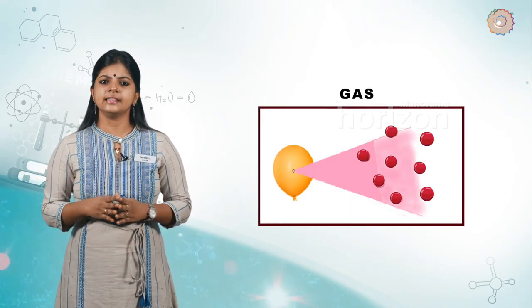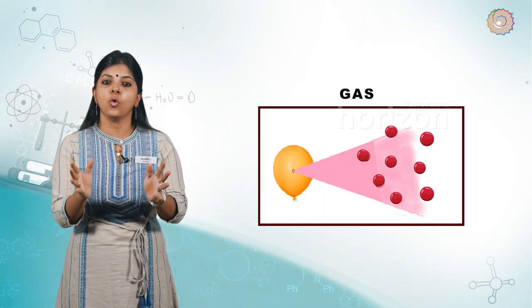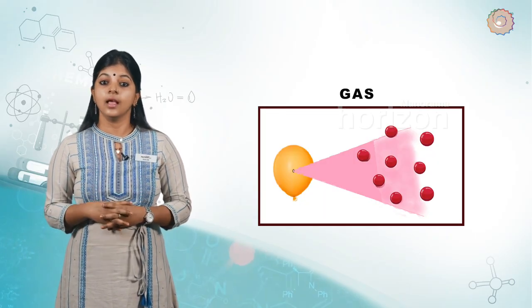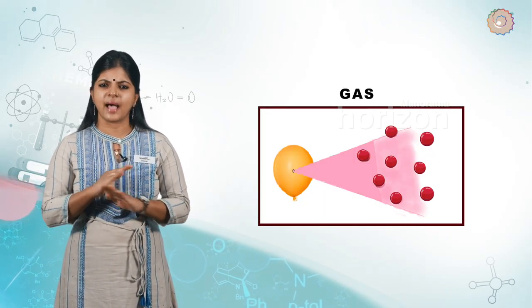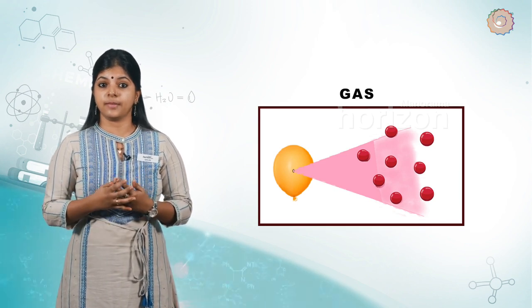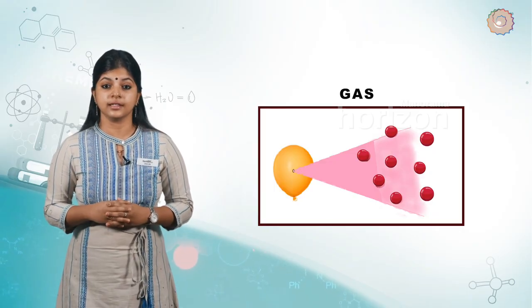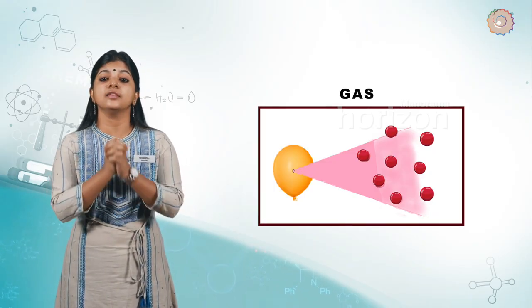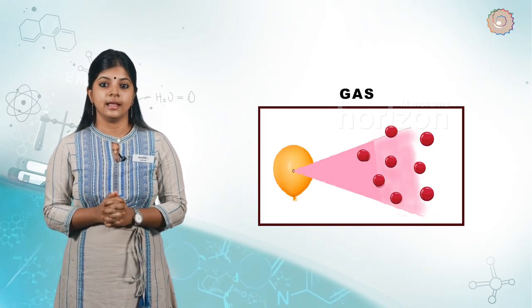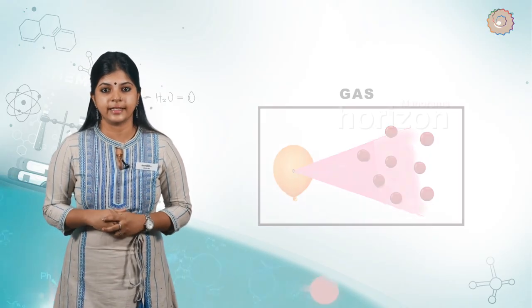Thirdly, let's see the properties of gases. Gases have no definite shape or fixed volume and they occupy the whole space of the container. The space between particles is maximum in the case of gases, whereas the force of attraction between the particles is minimum. The movement of the particles is also maximum and they are the most compressible. Their rate of diffusion is more than that of solids and liquids.